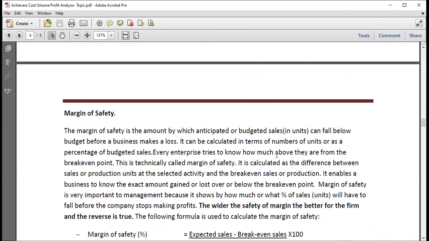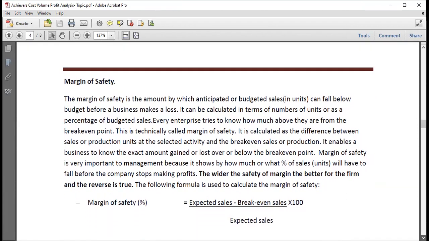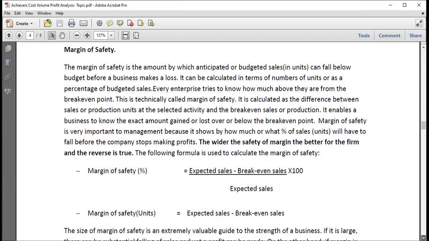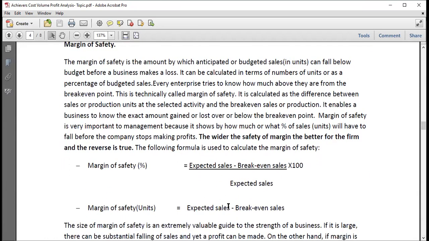So our definition here is saying margin of safety is the amount by which anticipated or budgeted sales can fall before the company or business starts making a loss. So you know that when a company goes beyond the break-even point, it's a loss area. It starts making losses. You understand? So it's very important for us to understand that.